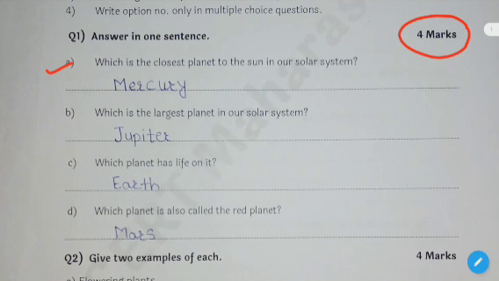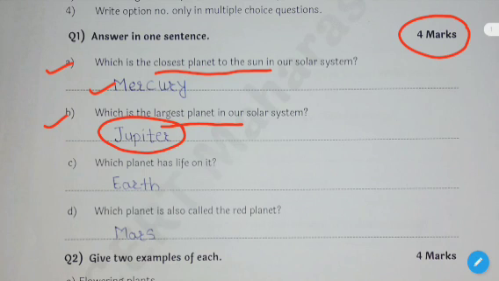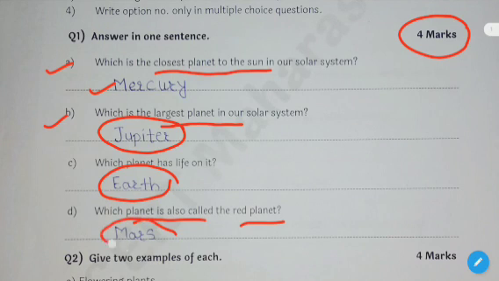The first is, which is the closest planet to the sun in our solar system? Mercury is the closest planet to the sun. Which is the largest planet in our solar system? Jupiter is the largest planet in our solar system. Which planet has life on it? You all know that Earth has life on it. The fourth question is, which planet is also called the red planet? Mars. Mars is called the red planet.